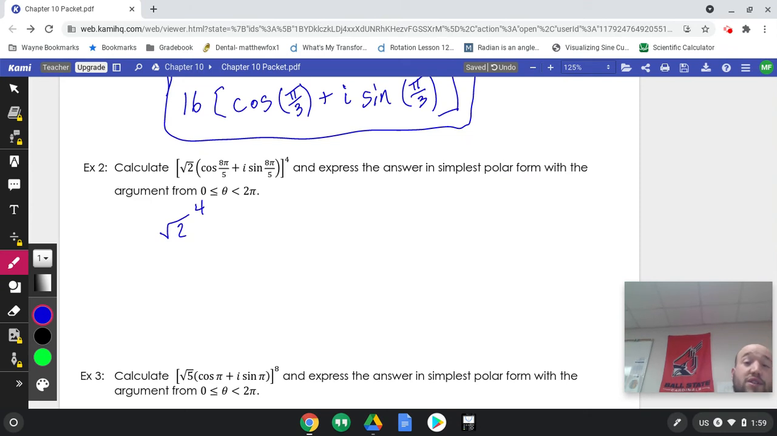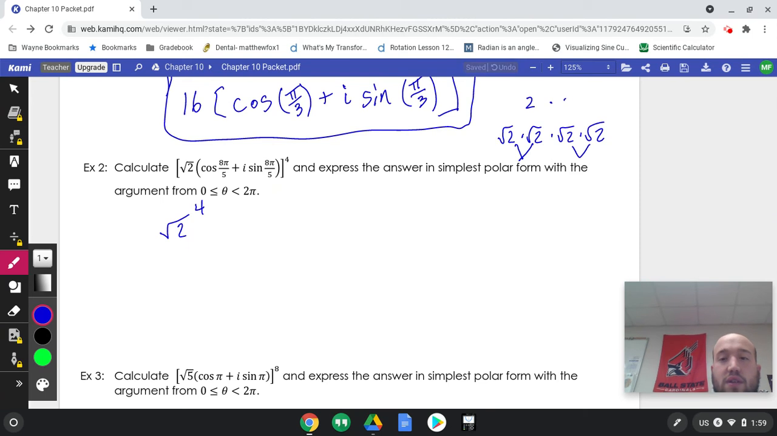Now, there's a couple ways we can do this. One, go to Desmos, go to the calculator, and type in square root of 2 raised to the 4th. The other way, if we think about it, that's the square root of 2 times the square root of 2 times the square root of 2 times the square root of 2. Square root of 2 times square root of 2 gives us a 2. Do it again, we get another 2. 2 times 2 is 4. So we'll get 4 out front.